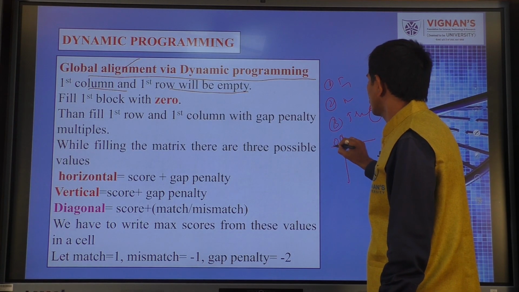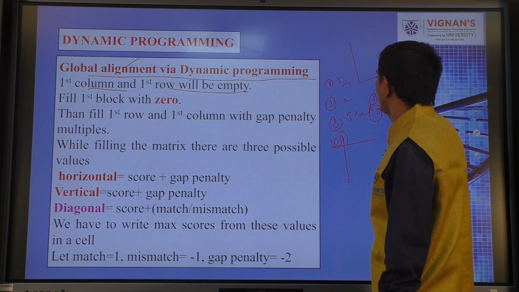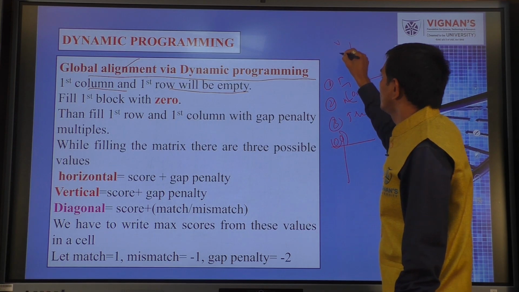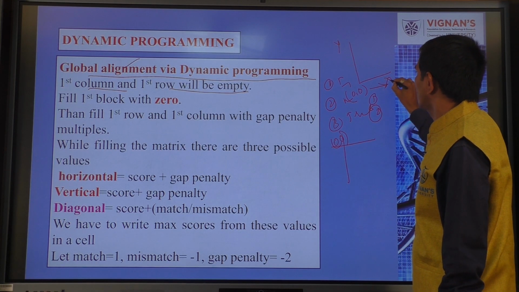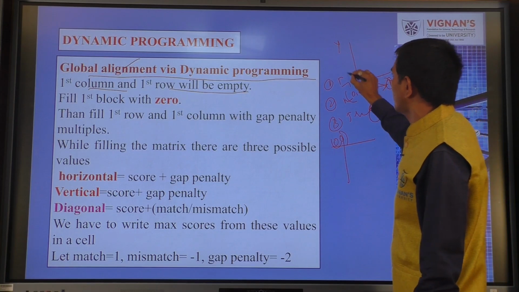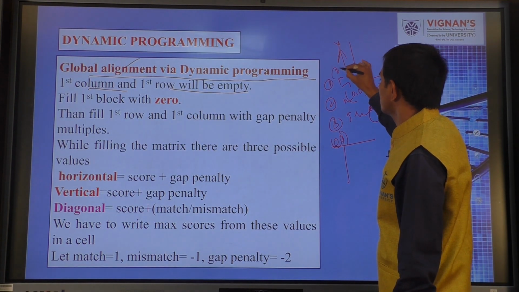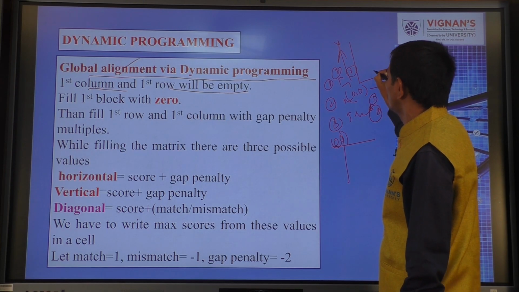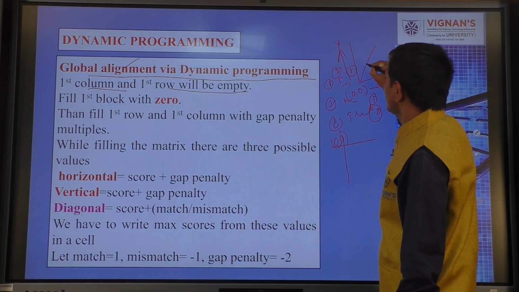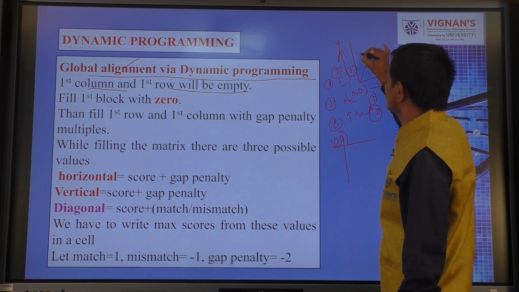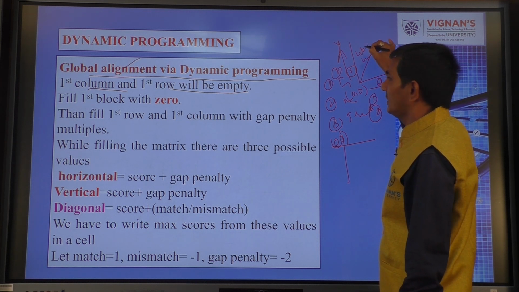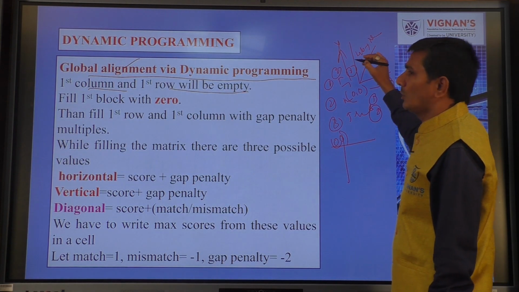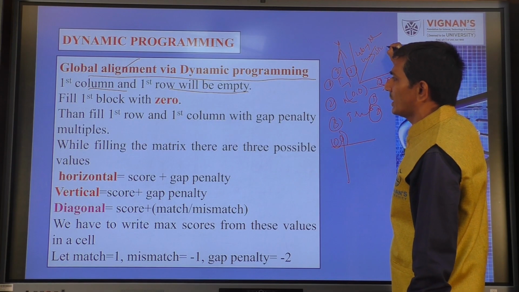We are going to call it the origin. The origin is a point in the graph where the x coordinate is 0 as well as the y coordinate is 0. Along the x axis we are going to plot one sequence, along the y axis we are going to plot the second sequence, and we are going to align sequence 1 with sequence 2. We can do this in two ways, global alignment and local alignment, where global alignment is done through the Needleman-Wunsch algorithm and local alignment is carried out using the Smith-Waterman algorithm.